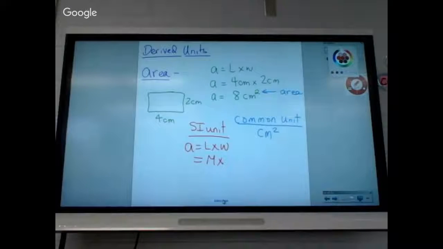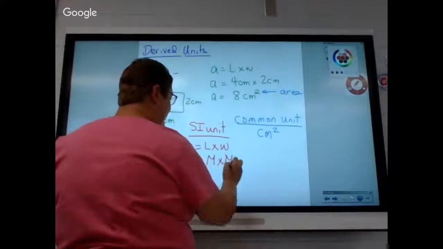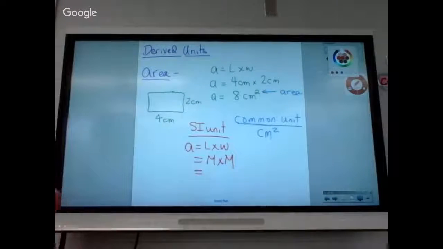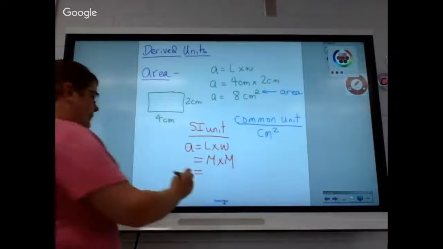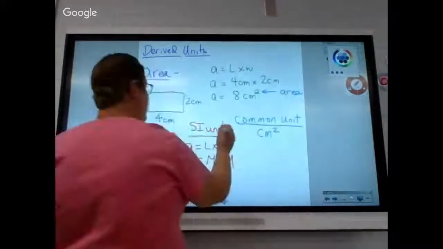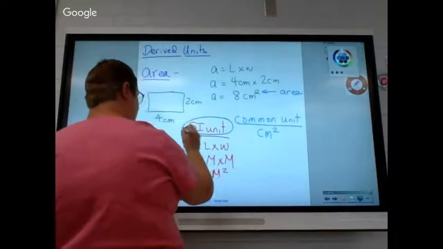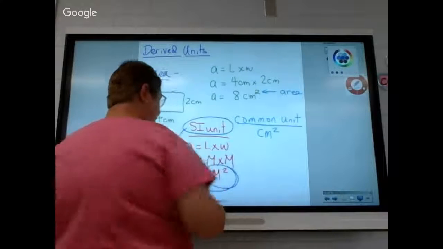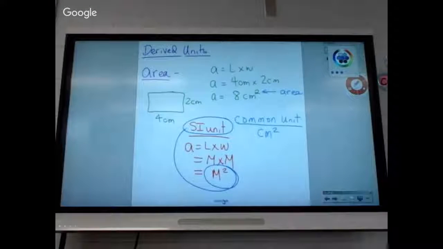What's the SI unit for length? What's the SI unit for width? What did you say, Shana? Yes. So, what's the SI unit for area? All right, so the SI unit is meters squared. The SI unit for area is meters squared.